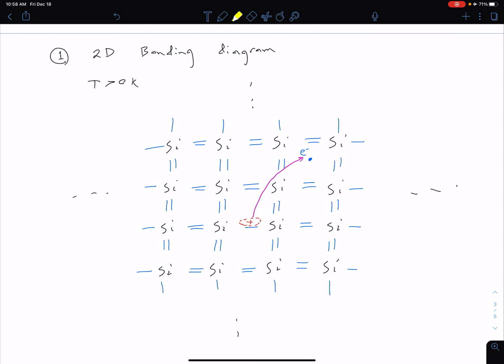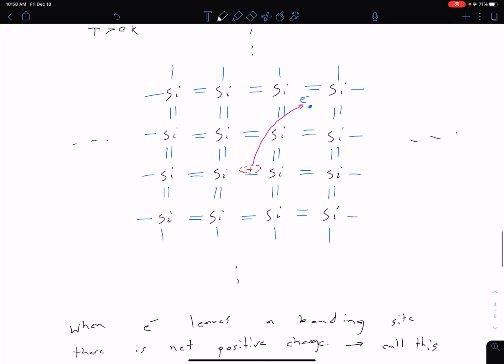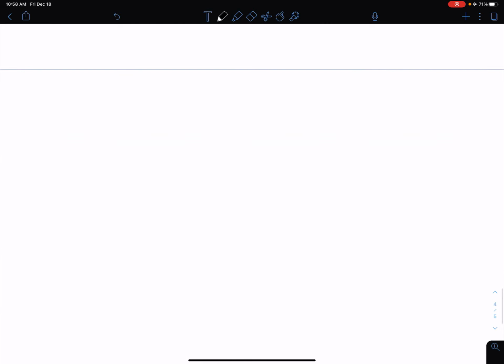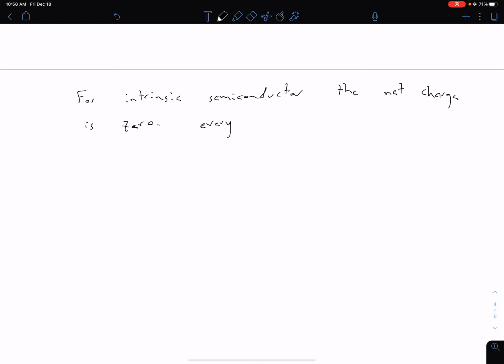particle called a hole. So one other thing to point out here is for our intrinsic semiconductor, our net charge is going to be 0 because every electron that moves is leaving behind a positive charge. So for our intrinsic semiconductor, the net charge is 0, and the reason for that is because every electron leaves a hole.